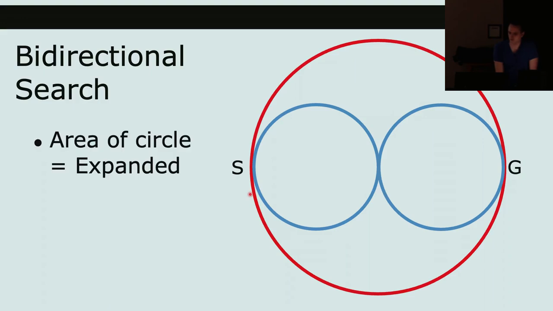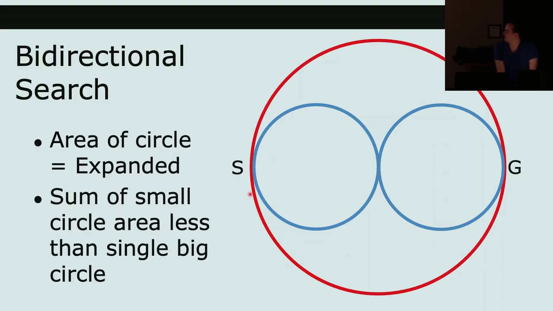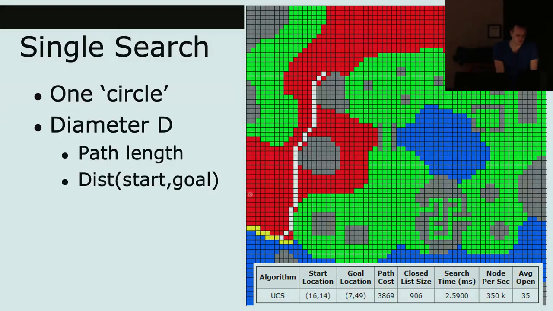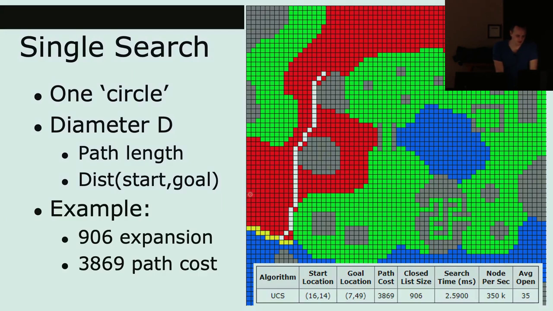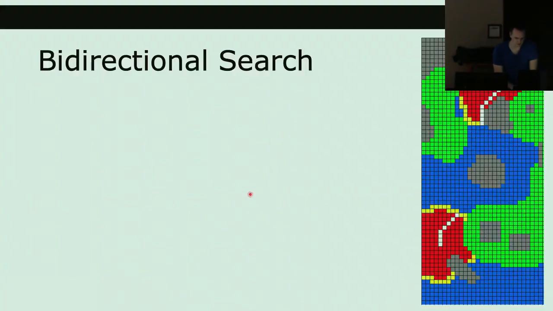That's what it looks like. This is the area of the circle. That's the number of expanded nodes. And so the sum of the small circles is far less than the one bigger circle. So that's the idea behind bidirectional search. So in a single search, you have one circle with diameter d. And in this case, okay, I gave a numerical example, but this actually doesn't work out as well. I'm going to delete those slides, so ignore that.